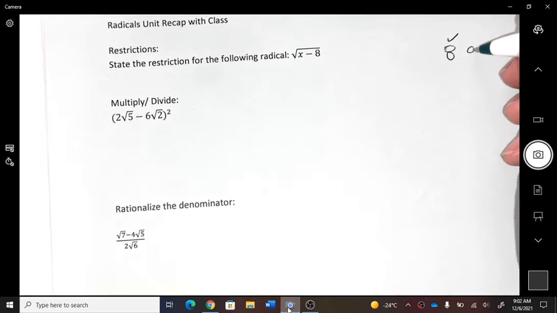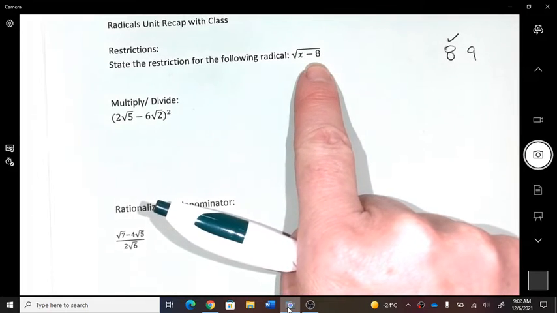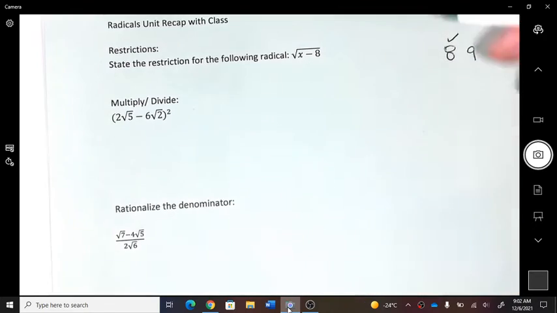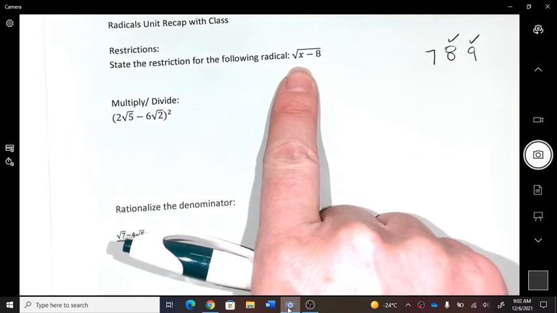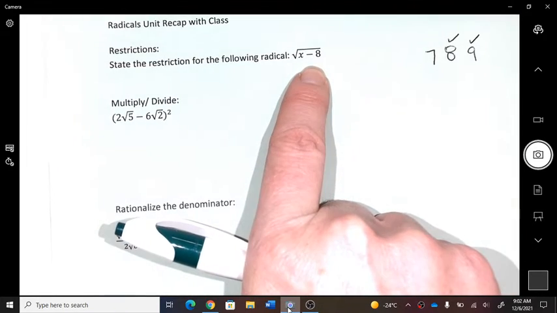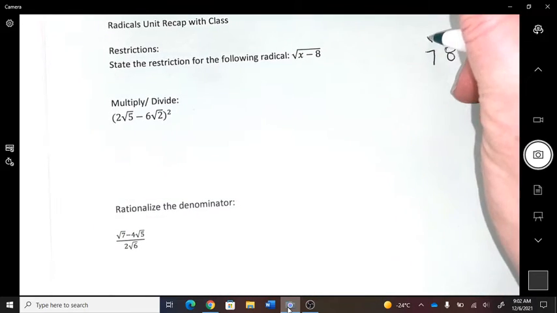What about 9? Would 9 be good? 9 subtract 8 is 1. I can square root 1. What about 7? Would 7 work? No. 7 subtract 8 is negative 1, and then we're not going to be able to square root that.